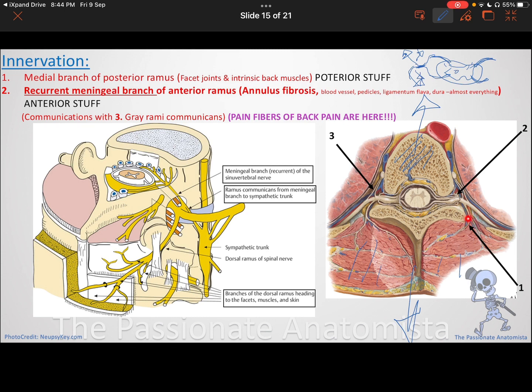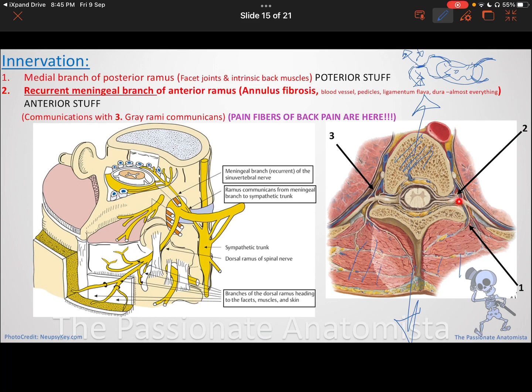So the branch from the posterior ramus that's going to go all the way to supply your vertebral column is going to be a medial branch, because the vertebral column is on the medial side. So what is the other innervation of the vertebral column? It's the medial branch of posterior ramus. So again, what is the innervation of the vertebral column? We have the recurrent meningeal from the anterior ramus of the spinal nerve, and we have the medial branch of posterior ramus, which is number one. It supplies the intrinsic muscles of the back and the facet joints. And the anterior one, the recurrent meningeal, supplies everything else. It's the most important one.